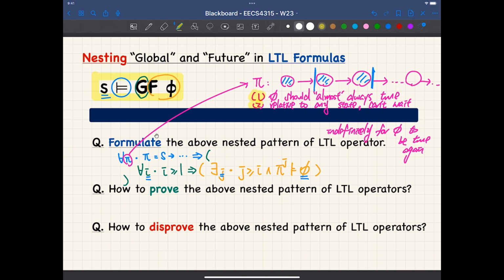And now let me tell you the standard saying about the GF nesting. So people usually talk about this pattern here being very useful. We're saying that whenever you have this pattern, that means this formula here occurs infinitely often. Not always, but infinitely often. So that's something you have to know. The standard meaning. Patrick.